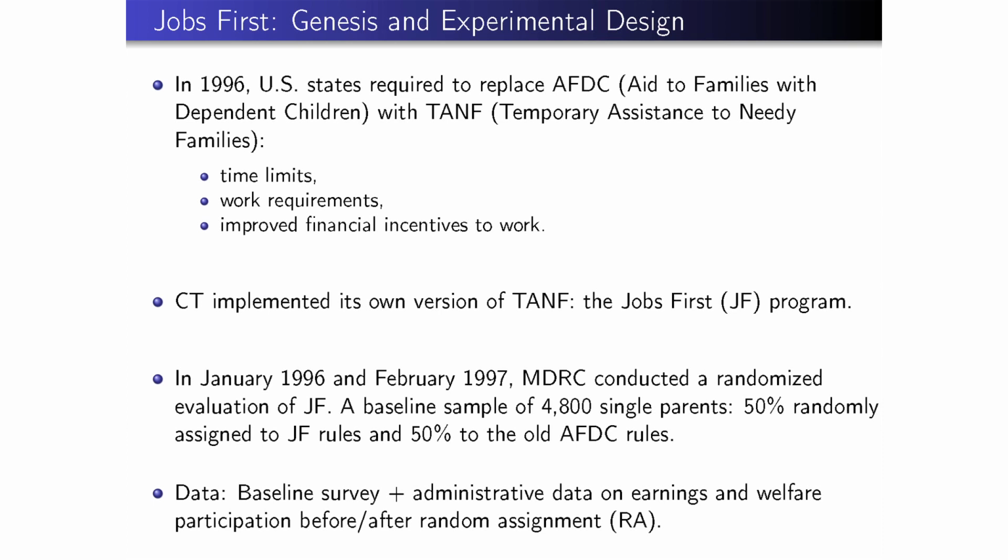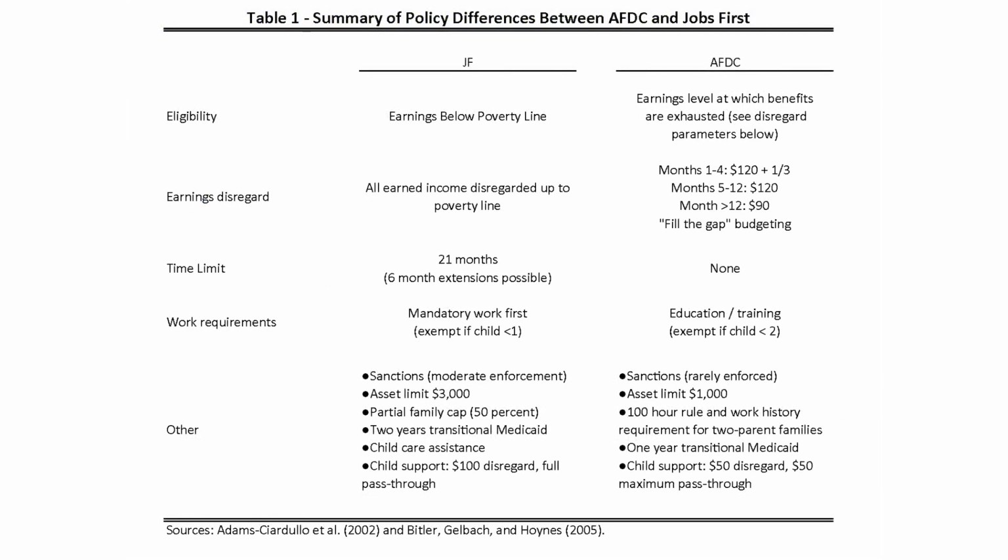Connecticut enacted its own version of TANF, which is called Jobs First, and they got a waiver to conduct a randomized evaluation of this reform. And so what they did was they took 4,800 single parents that were applicants to the old AFDC program, and they randomized them half-half into a treatment group, which is using the new Jobs First rules, and the control group, which used the prior AFDC rules. We're going to have data from a baseline survey and administrative data on quarterly earnings and welfare participation before and after random assignment, okay? Welfare reform is a multidimensional treatment.